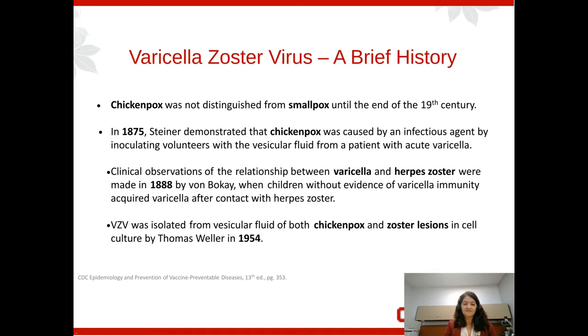In 1875, Steiner demonstrated that chickenpox was caused by an infectious organism because he took vesicular fluid from patients and inoculated volunteers, and they developed acute varicella. That was interesting; I guess these are things that were done during that era. Later, in 1888, Von Bokay observed a clinical relationship between varicella and herpes zoster, whereby children with no evidence of varicella immunity acquired varicella after contact with a herpes zoster case.